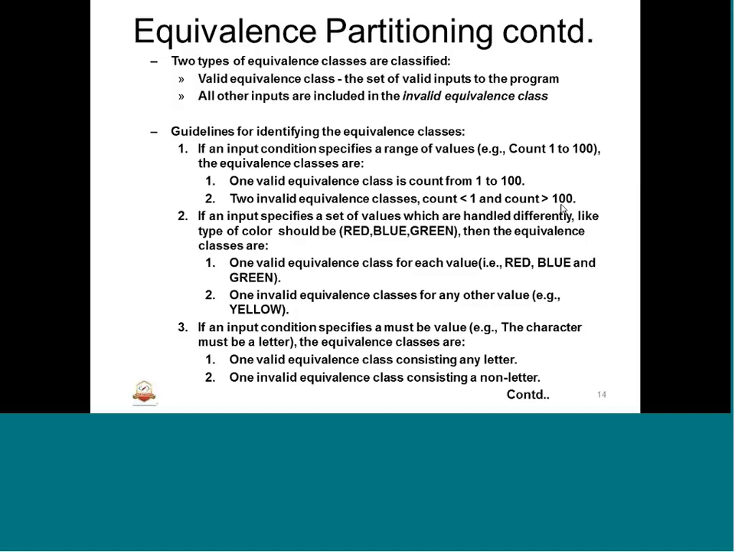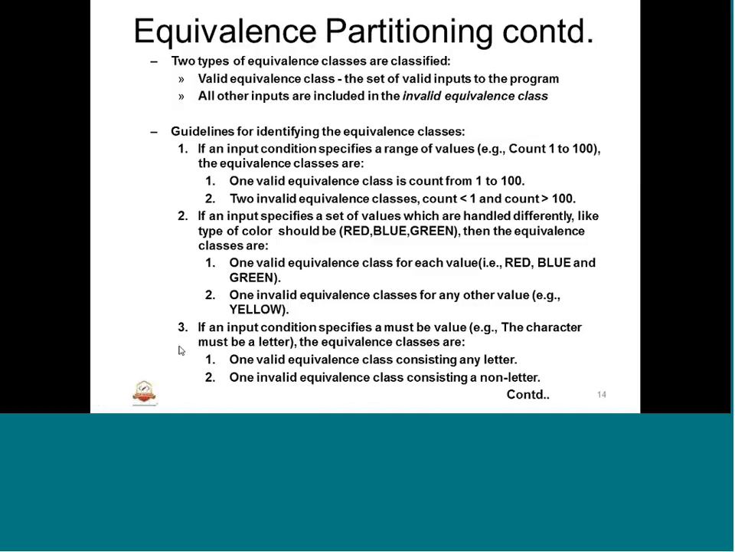Okay, the next guidelines. This is a different sort of technique. The second one is about if an input specifies a set of values which are handled differently, like type of color, that means red, blue, green is a set of inputs. Then what are the equivalence classes? We have one valid equivalence class for each value. That means red, then blue, then green. One more invalid equivalence class we can have out of this, like maybe it could be white or yellow.